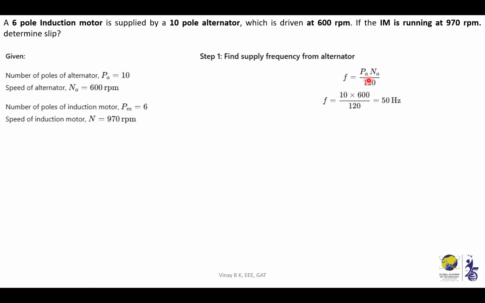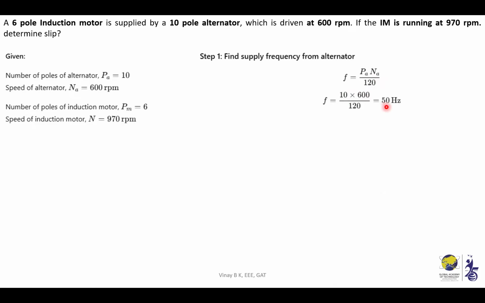With the help of the alternator parameters, calculate frequency. We know that frequency is given by PN by 120, therefore Pa into Na divided by 120. Alternator poles are 10 and speed of alternator is 600. We'll get frequency as 50 Hertz. Next, we can calculate slip.